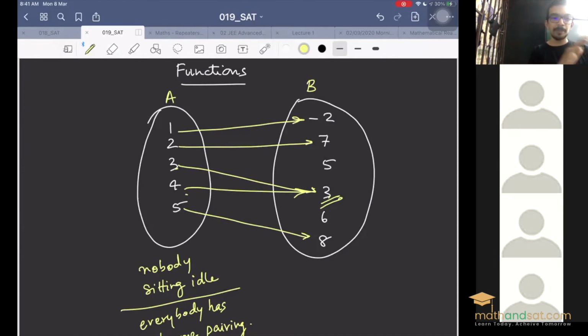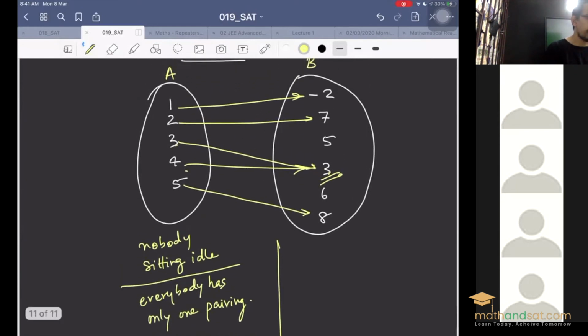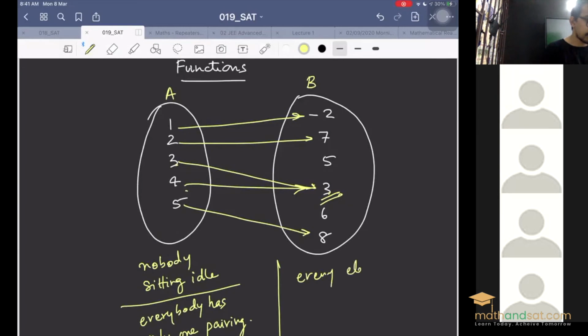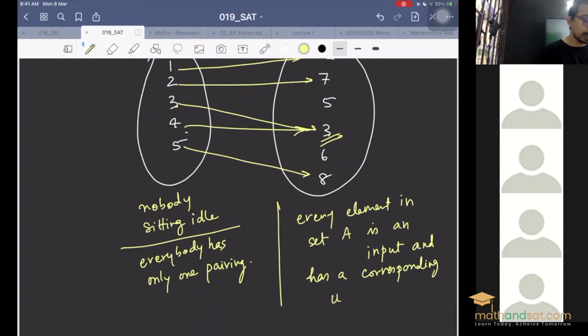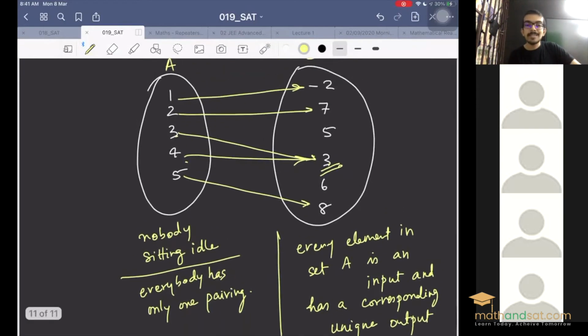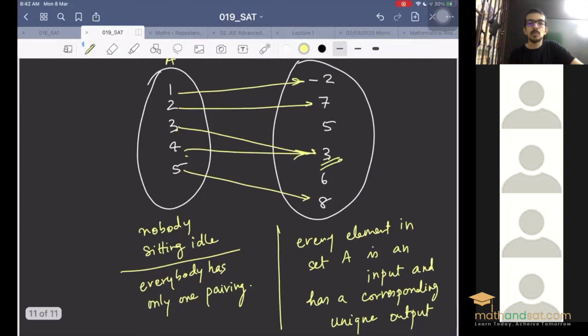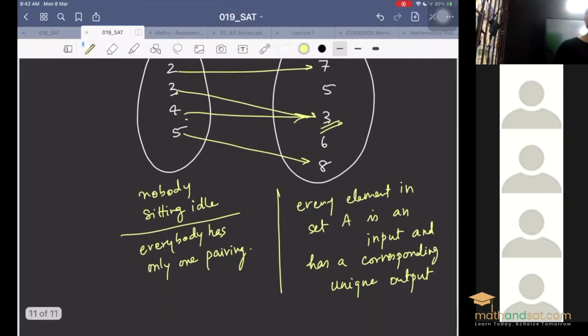Now, if you consider this in terms of an input-output relationship, every element in set A is an input and has a corresponding unique output. So that is the idea here. You take 1, it has an output and its output is -2. You take 2, it has an output and it is 7. You take 3, it has a unique output, it is 3. You take 4, it also has an output, it is 3. 5 has an output, 8. Got it?